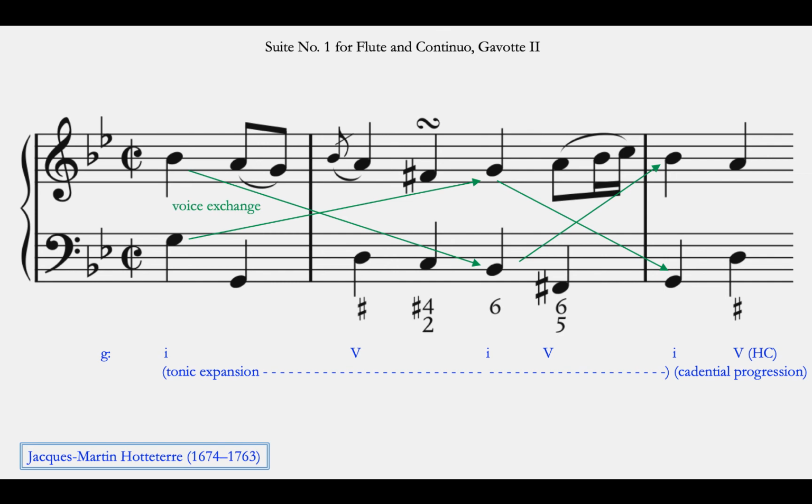Middles are where we tend to find more inverted chords, often because those inverted chords are helping to flesh out the tonic expansion. Let's listen to this short passage just once more.